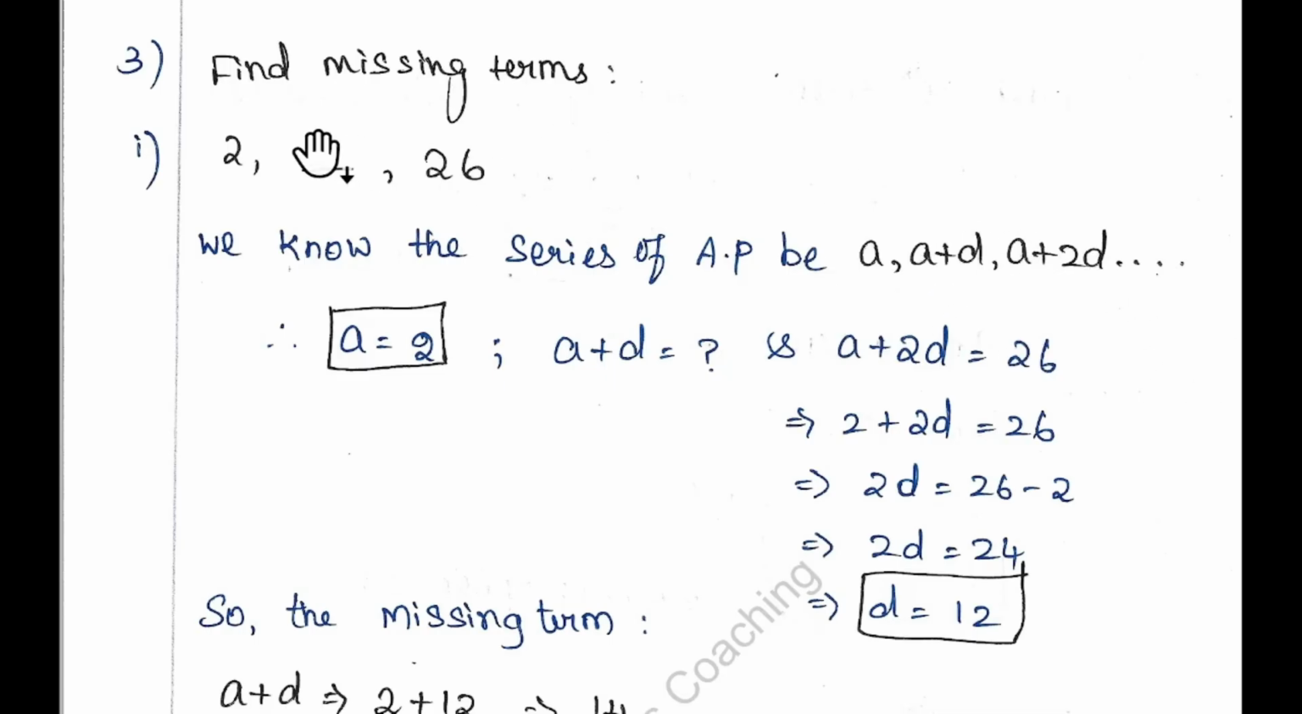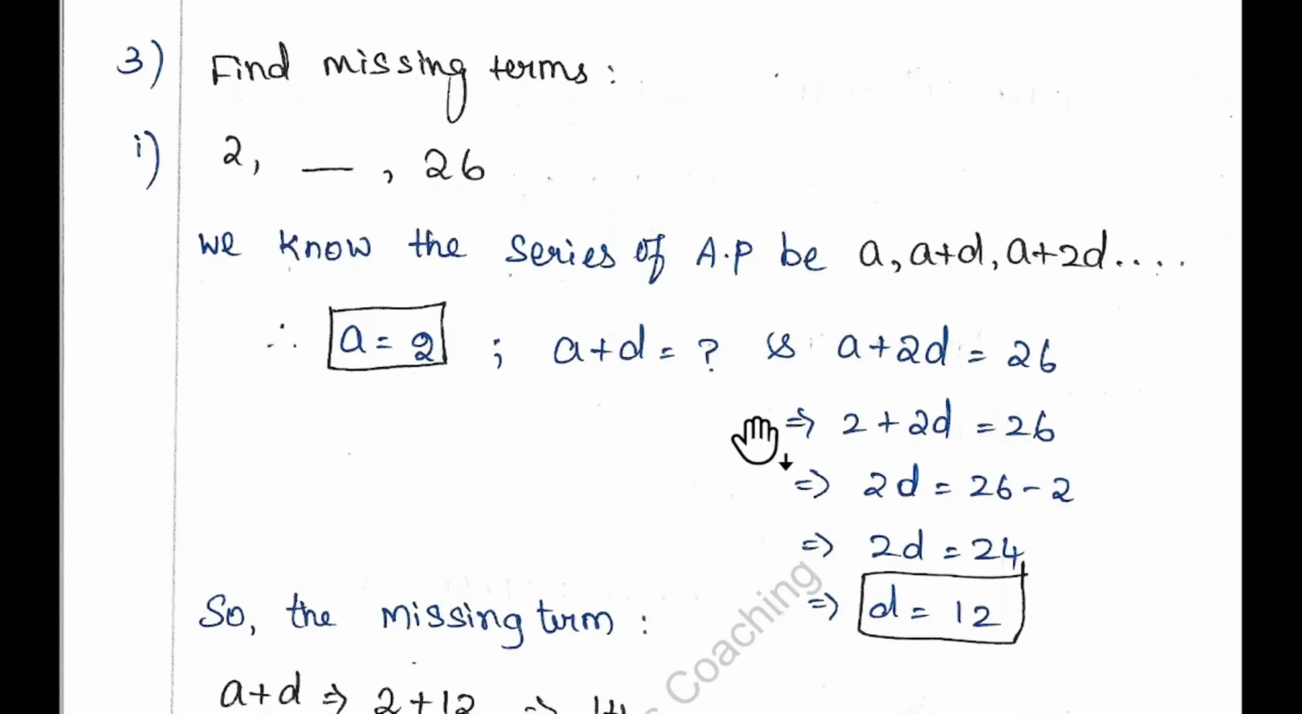So compare the series with the given terms. So A is 2, right? A plus D is missing. But A plus 2D is given. A plus 2D is 26. So whenever the missing terms are there, no, you just compare this with the series and you know the A value. Just substitute the A value here. Since A plus 2D is 26, instead of A, you can substitute 2. 2 plus 2D is 26. So D value will be 12.